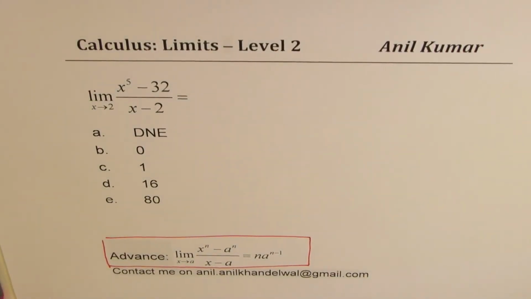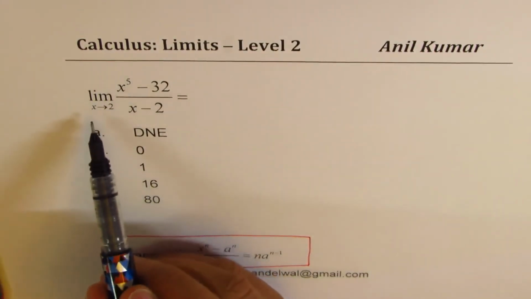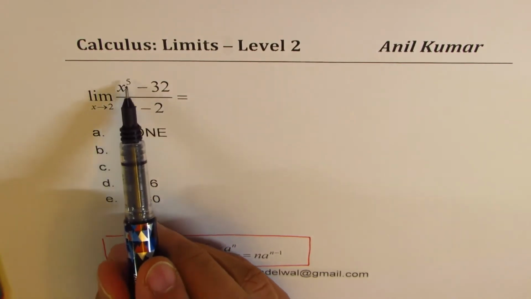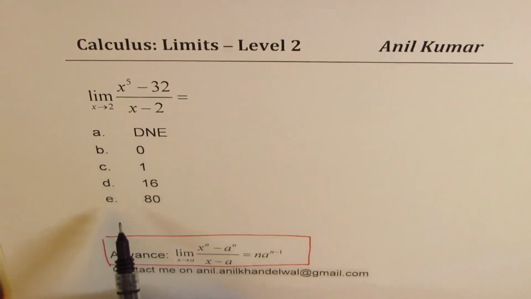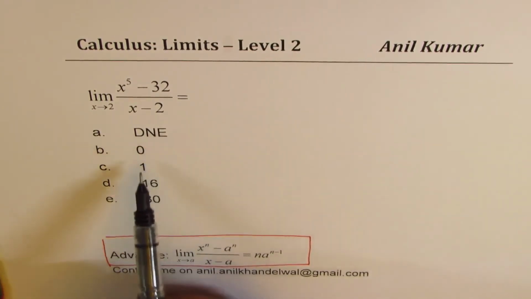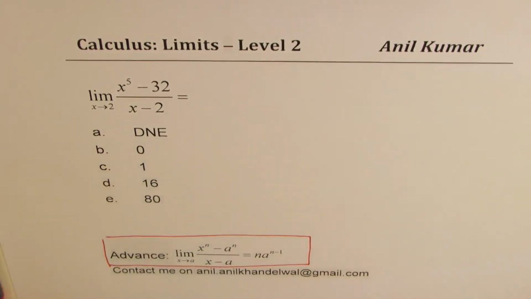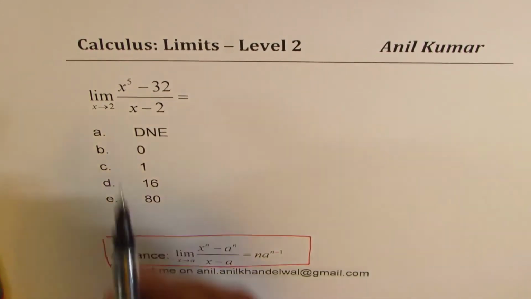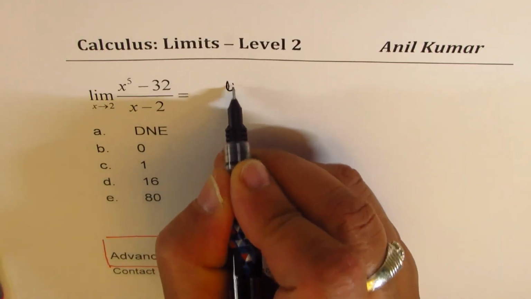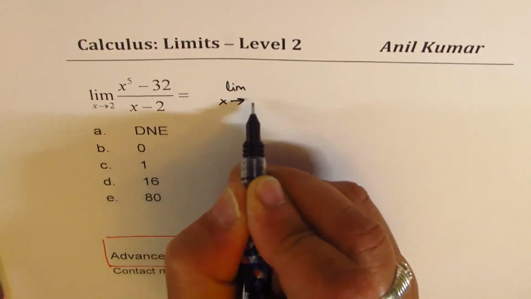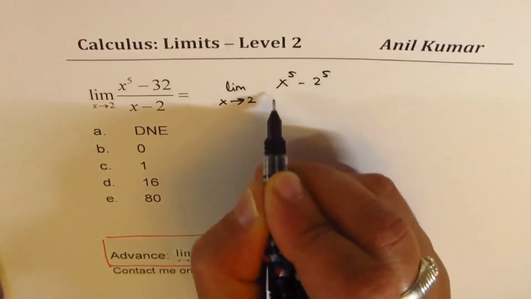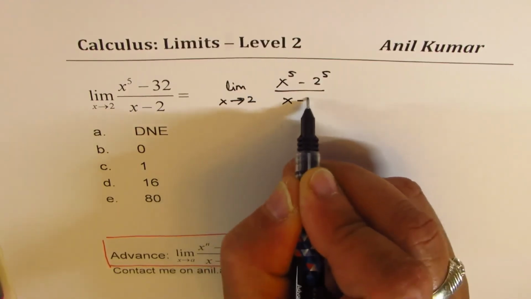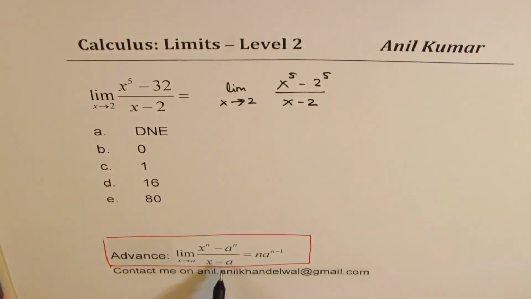Okay, so let us answer this question. Limit when x approaches 2 for x to the power of 5 minus 32 over x minus 2. One of these choices: does not exist, 0, 1, 16 or 80. Now to solve this question, we could write this as limit x approaches 2, x to the power of 5 minus 2 to the power of 5 over x minus 2. That is the formula to be applied.